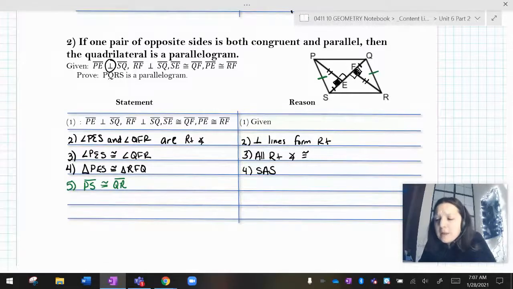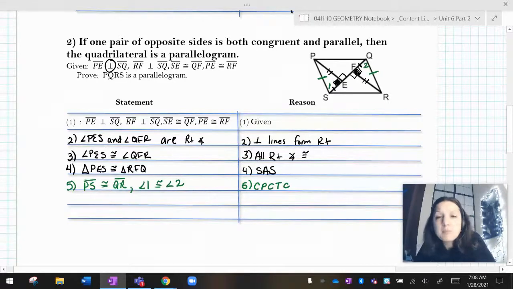And then if I want to show that those sides are also parallel, I have to find some alternate interior angles, and I'm going to find them right here. Angle PSC and angle RFQ. Angle 1 and angle 2. Now, why do I know that those green things are congruent? Because the triangles are congruent. By CPCTC, corresponding parts of congruent triangles are congruent, I know that those matching parts are equal.